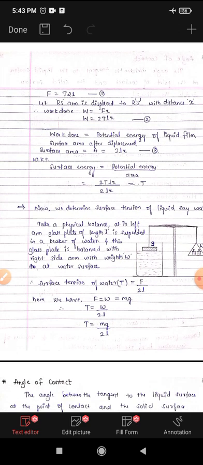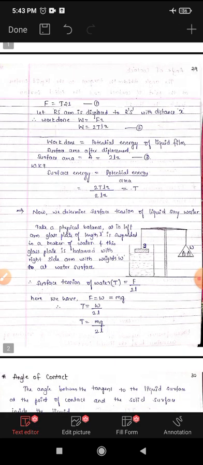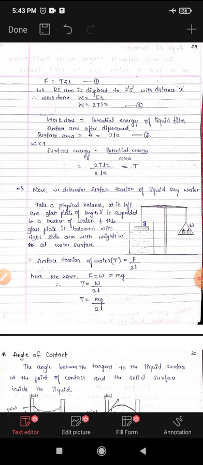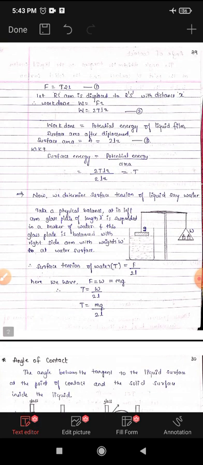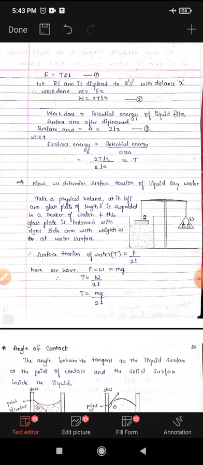Now we determine the surface tension of a liquid, say water. Take a physical balance. At the left side we have tied a glass plate, and we have suspended this glass plate into a beaker containing water. To maintain this glass plate at the surface of the water, we have balanced it with the help of weights at the right side.